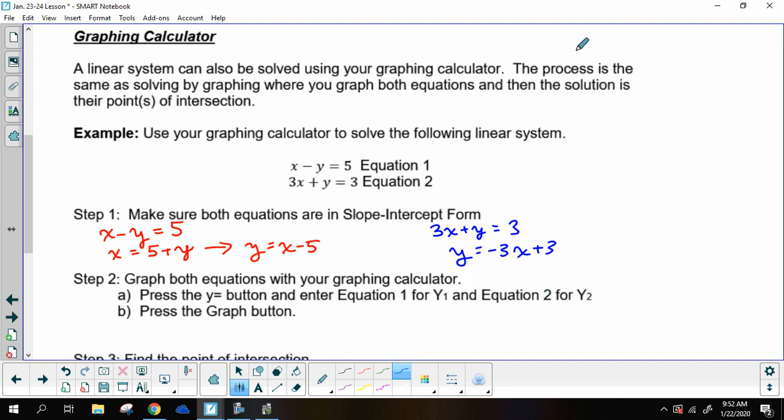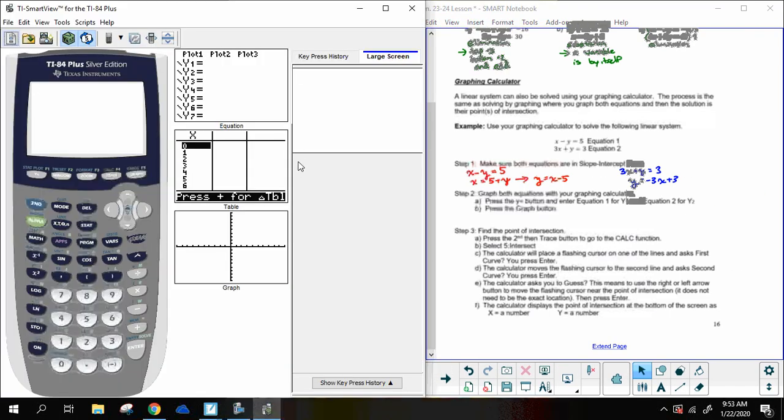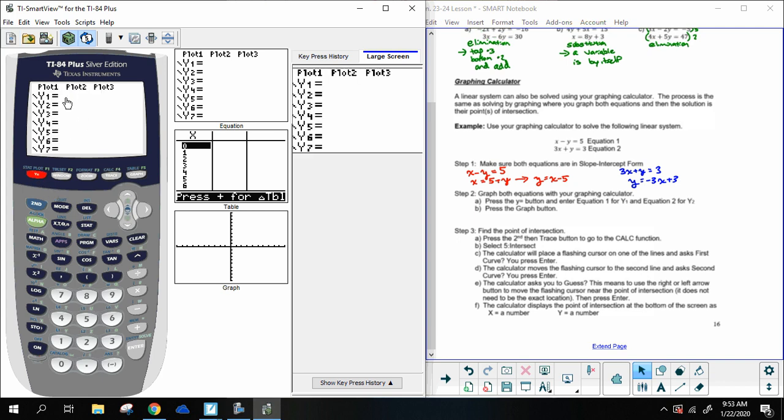So this is where the graphing calculator comes in. Okay, so when you're on your graphing calculator, we're going to put both equations into the y equals. If I go up here, the button literally says y equals. It has y1, y2, y3, lots of y's. So we're going to type the first equation, x minus 5. And the second equation, negative 3x, making sure to use the negative instead of the minus there, plus 3. And press graph.